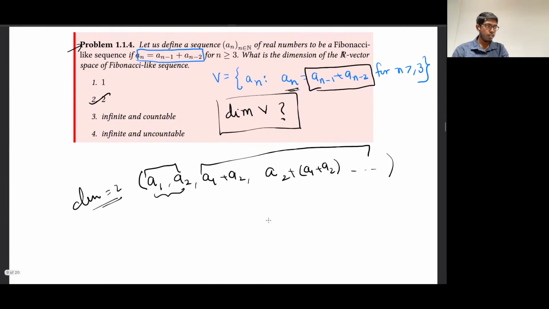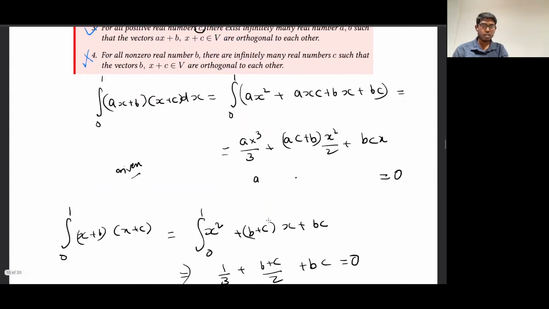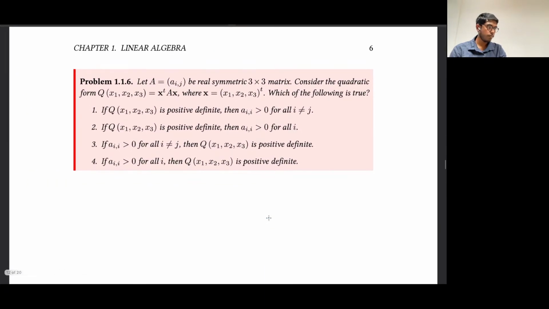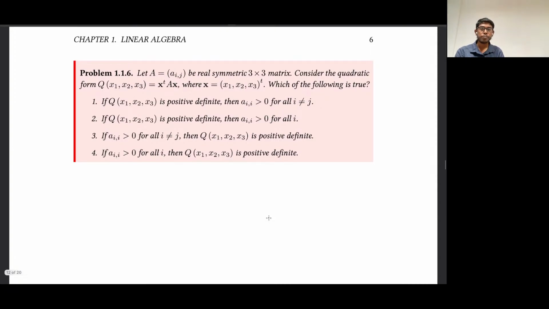Okay, so let's proceed to the next problem. This one. Let A be a real symmetric 3 cross 3 matrix, and consider the quadratic form Q. Then we have to see how, if Q is quadratic, it is related to the matrix A.